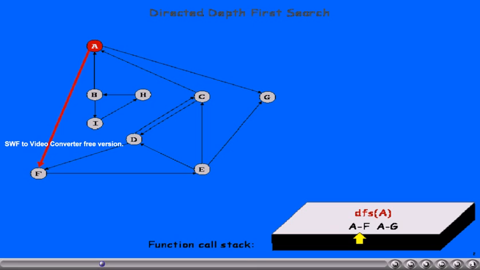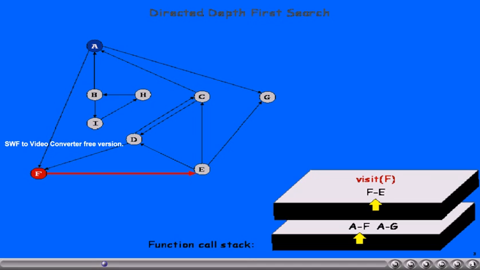So let us assume that first the DFS function is called by sending the vertex A as an argument. The function call stack is as shown in the slide. Remember, A has two edges, that is AF and AG. The algorithm says that on both the adjacent vertices we have to call the DFS algorithm recursively. Let us assume that DFS of F is called. Thus, the function call stack is as shown above.